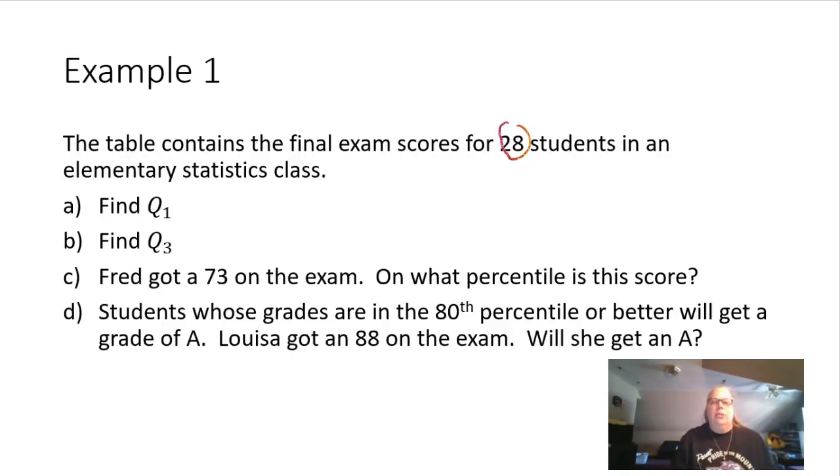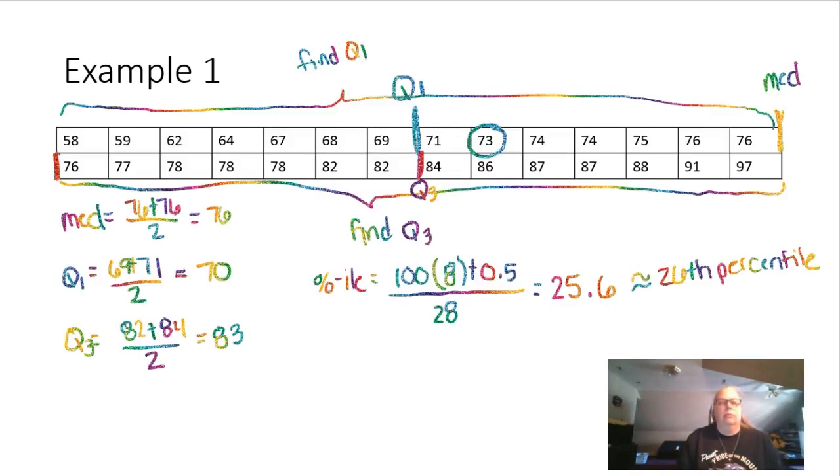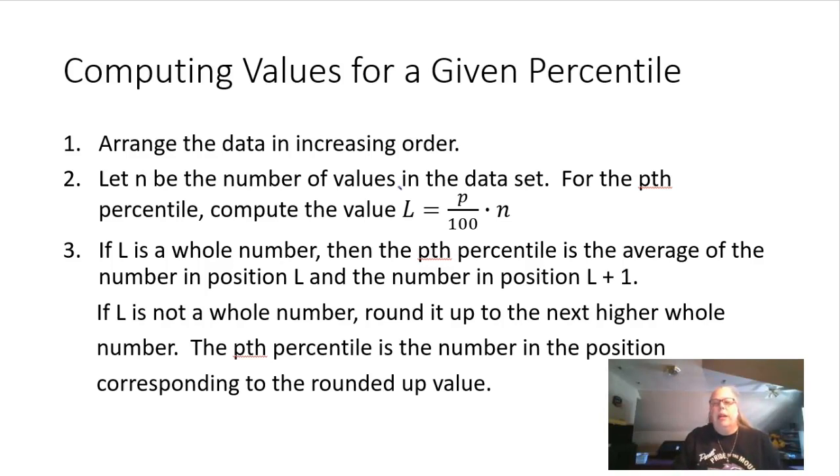Part D, students whose grades are in the 80th percentile or better will get a grade of an A. Now, Louisa got an 88. Does she get an A? So we need to figure out what grade corresponds to the 80th percentile. And we are going to use the formula right here.